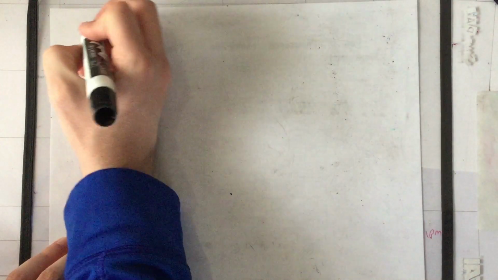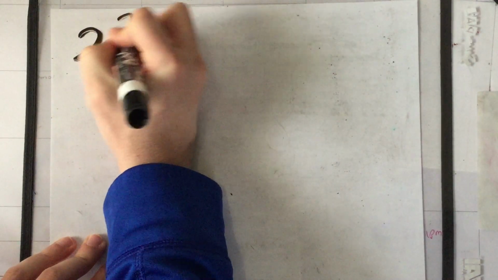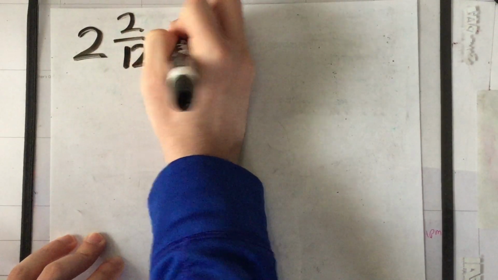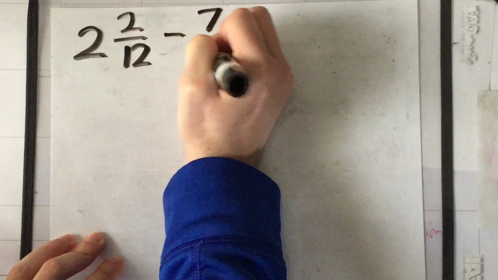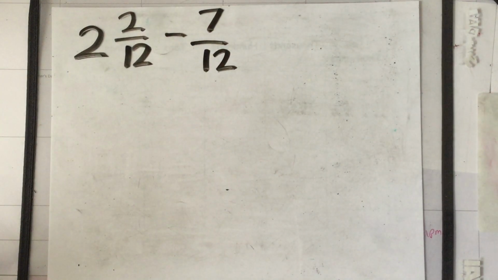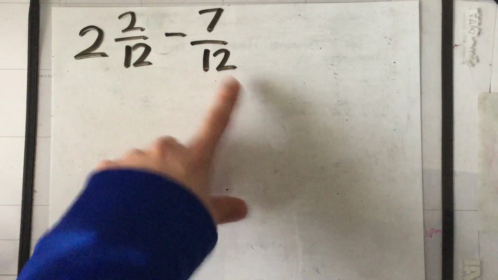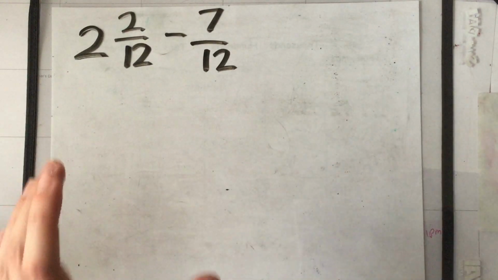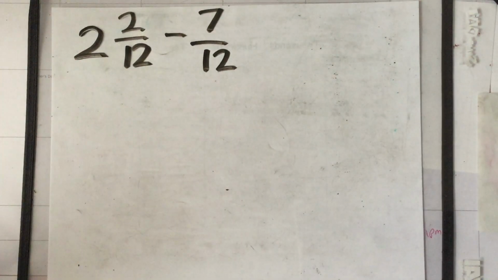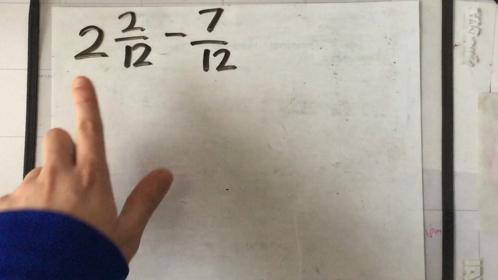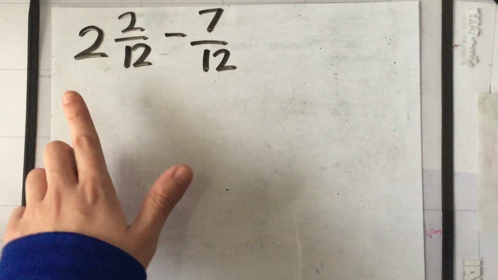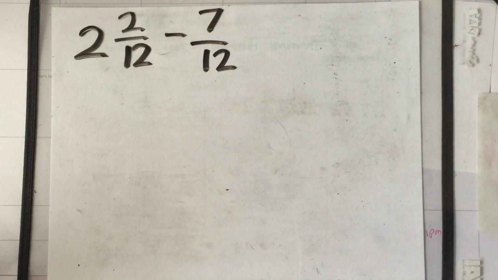Let's do 2 2/12 minus 7/12. Okay. Right away, we know we don't have enough, because I only have 2/12 here, but I need to take away 7. So we need to get some more 12ths from the 2. Because we know that this 2 can be rewritten in 12ths, but we gotta figure that out. We gotta pull that number out.